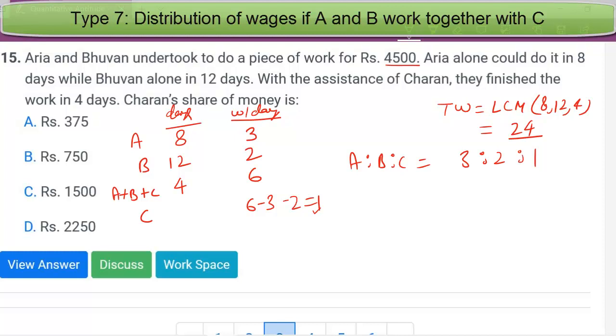So if you happen to find C's share, it will be 1 divided by 3 plus 2 plus 1, that means 6, multiplied by the total money, which is 4500. Okay, so this comes out to be 750. So answer B is correct.